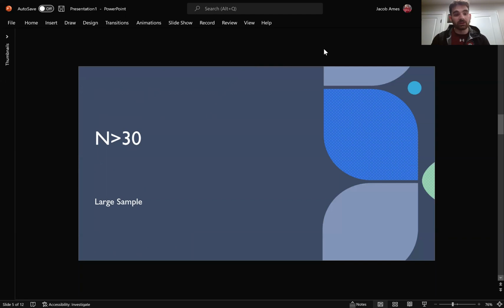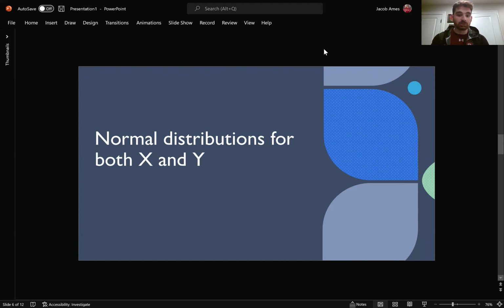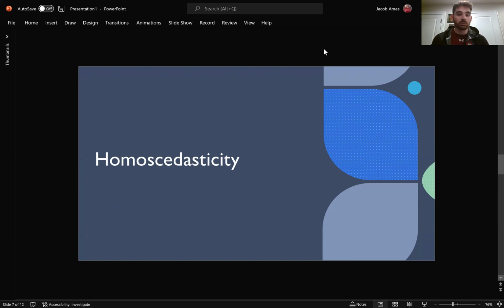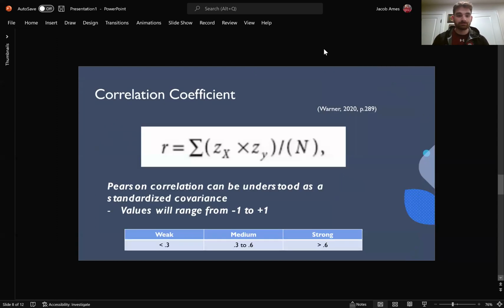Typically, you have to have a large sample, greater than 30, to run this kind of analysis. There needs to be normal distributions for both X and Y, and there needs to be homoscedasticity, which essentially just means similar dispersion when we're looking at the data on a scatter plot.